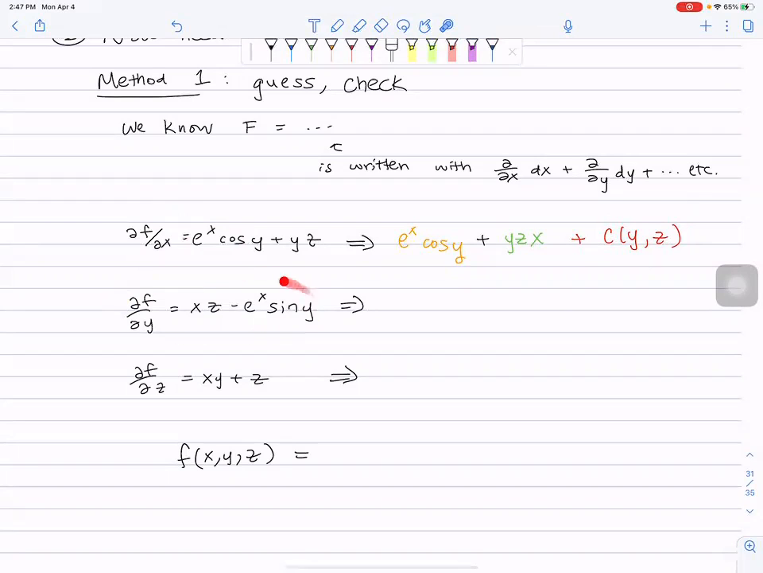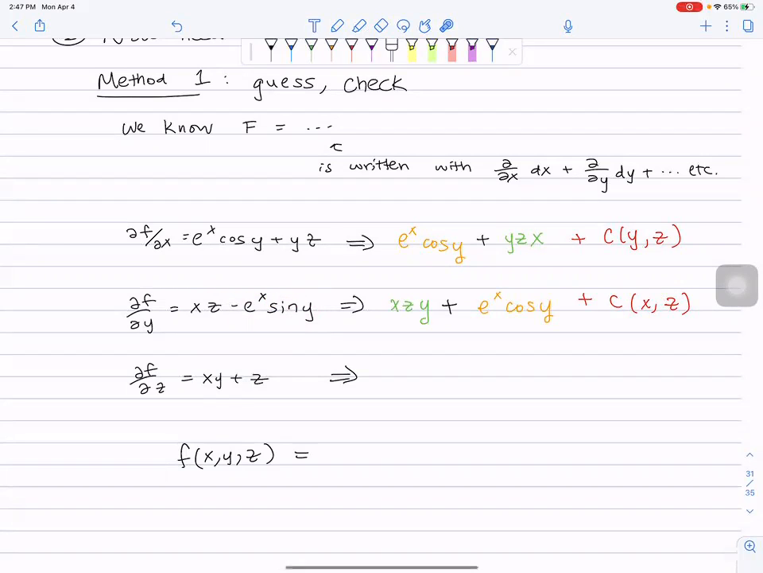Now we do the same thing for this second term. So F should be, if we take the integral with respect to Y, we have xzy plus, what is the integral with respect to Y here? Well, that's going to be e to the X cosine Y plus some other term with just X's and Z's, because when we take the derivative, it disappears and it's not in our expression anymore.